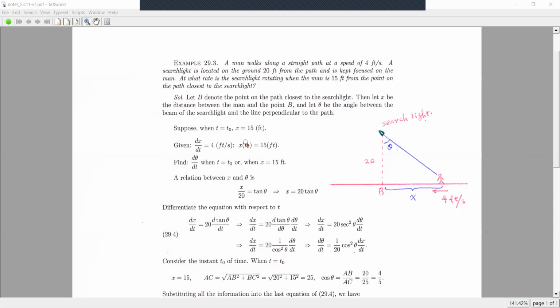That is, when time is t0, x, the distance between the man and point B, is 15. Moreover, the walking speed of the man is 4 feet per second. This is the rate of change of the distance between the man and point B. That is the rate of change of variable x. So, the derivative of x is 4 feet per second.